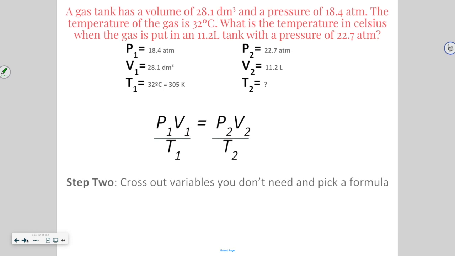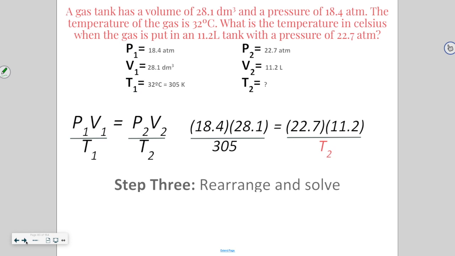So here I have P1 V1 over T1 equals P2 V2 over T2. All right, so we're just going to plug it right in, plug those values in. So P1, V1, and T1. And same thing on the right. So here you see those values plugged in. 18.4 times 28.1 over a temperature of 305 Kelvin equals 22.7 times 11.2 over that new temperature I'm trying to find. All right, so when you get to here, how do we solve for that variable?